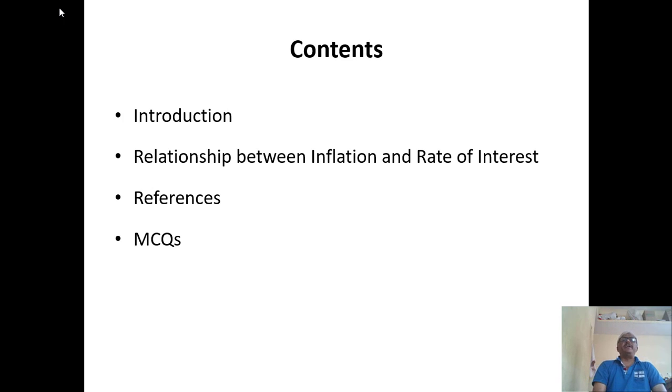My presentation content plan is like this: introduction of the relationship between rate of interest and inflation. After that, what the relationship between the rate of interest and inflation is, and references, and the rate of interest and the rate of inflation during the boom, during the recession, and references, MCQs, multiple choice questions. This is how my presentation plan for this session is.